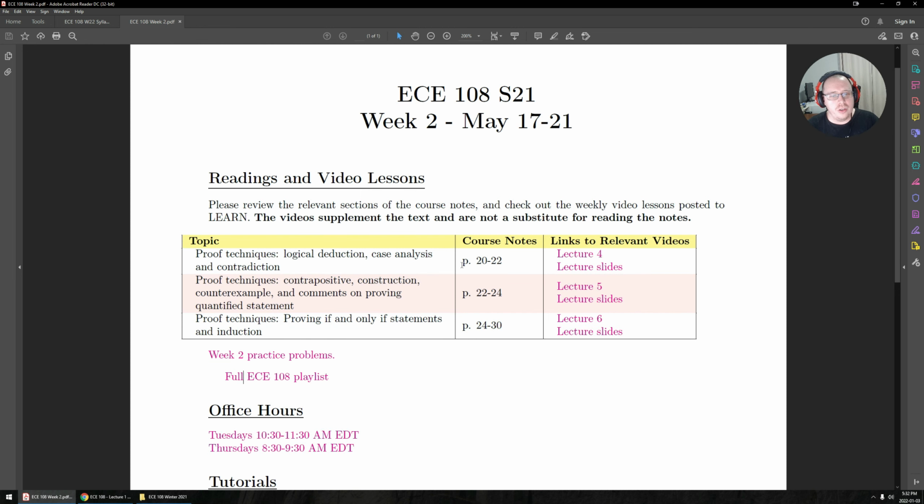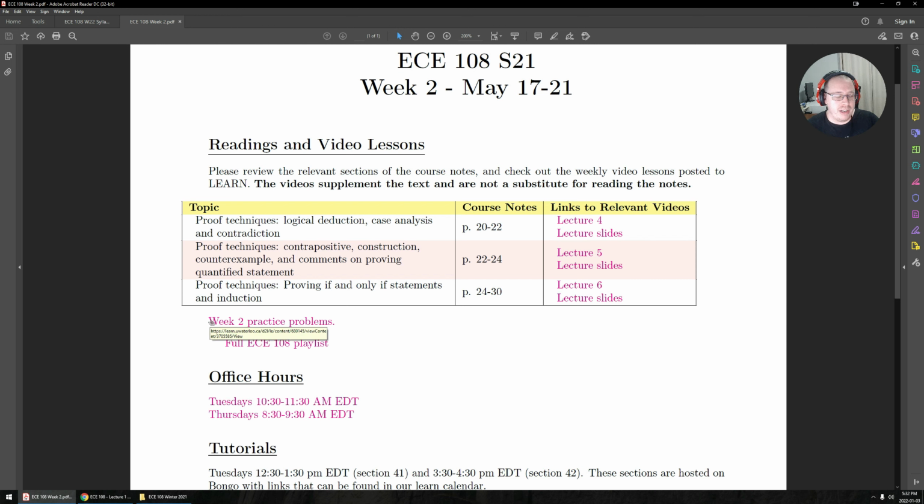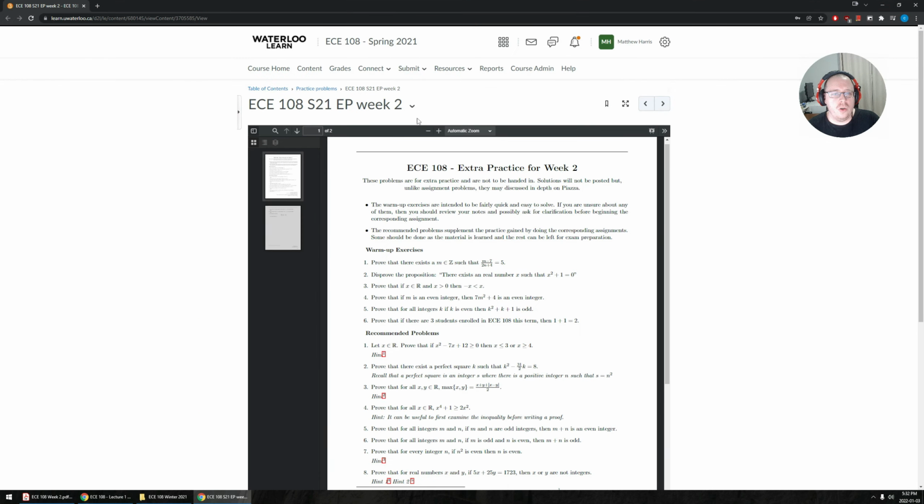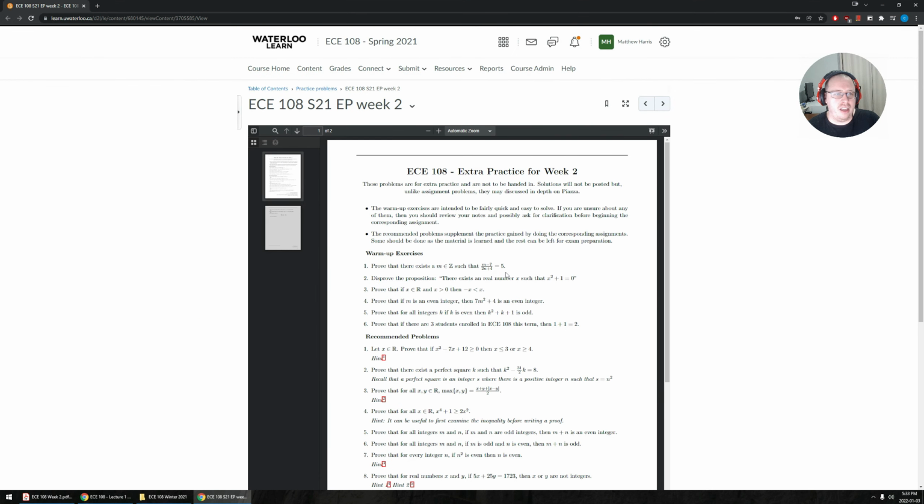It also tells you the course notes that you should be reading for that lecture. Okay. In addition to this, we will have practice problems. So this term, instead of breaking it down by week, I will break it down by assignment. So you won't get your first practice problems until around about when I release assignment 1. Okay, so you could click this, and again, it would go to your practice problems on Learn.